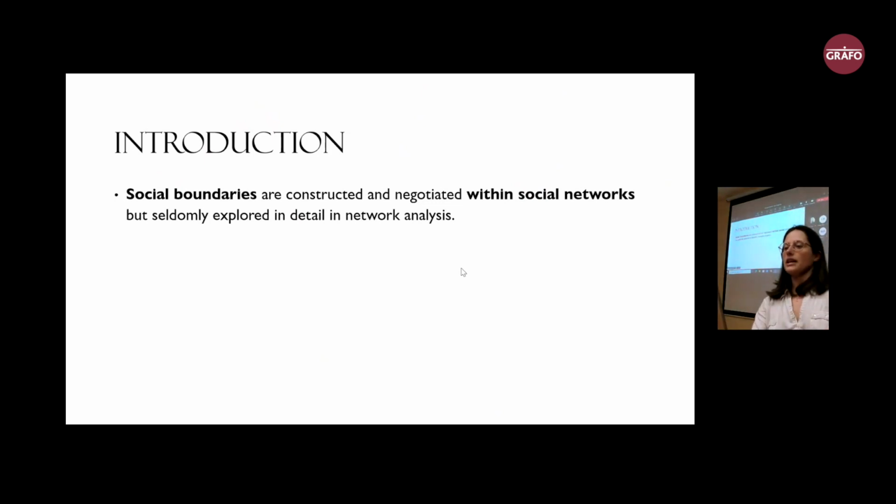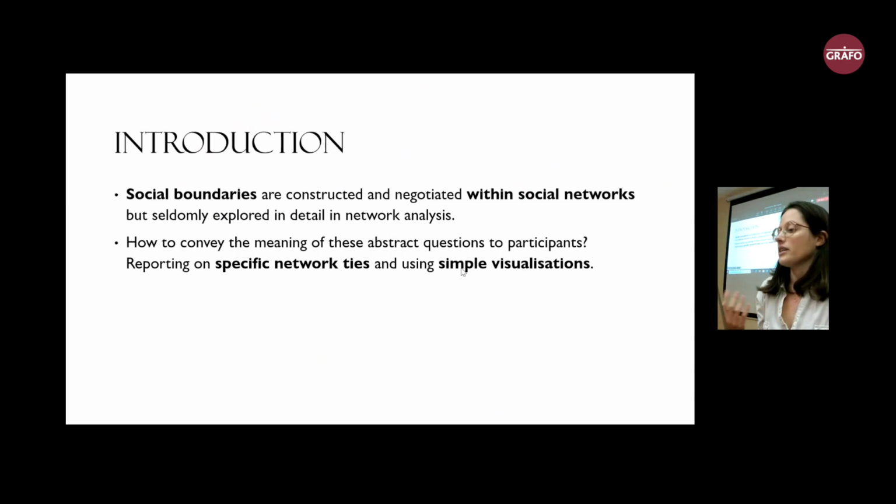So, social boundaries are those distinctions that people make between groups of individuals and are continuously constructed and negotiated within social networks. However, we see that these processes are seldom explored in detail in network analysis. And categorization and boundary work are concepts that are very abstract and they might be difficult to discuss directly with participants. So with this paper, we are trying to solve this problem and try to find methods to study these processes within the networks of participants.